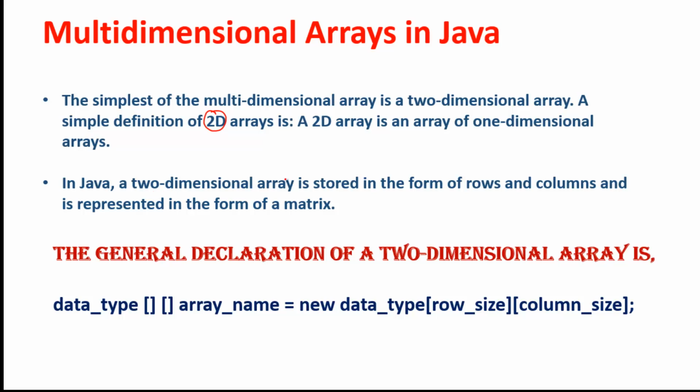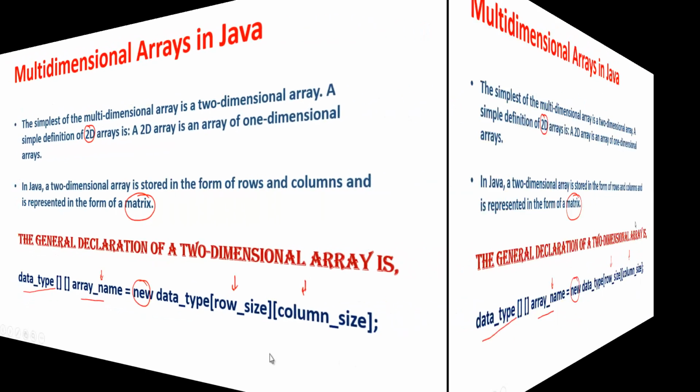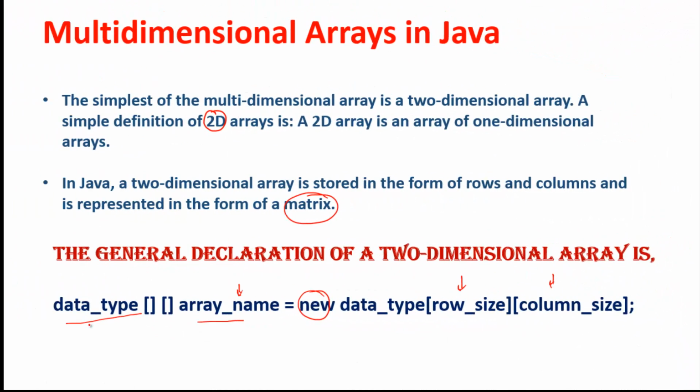In Java, a two-dimensional array is stored in the form of rows and columns and is represented in the form of a matrix. The general declaration of a two-dimensional array is: first the data type, then the array name, and then the new keyword that will create the array object, then the data type and the row size and the column size.